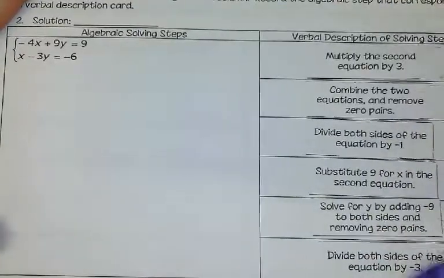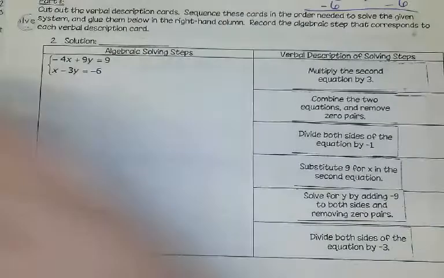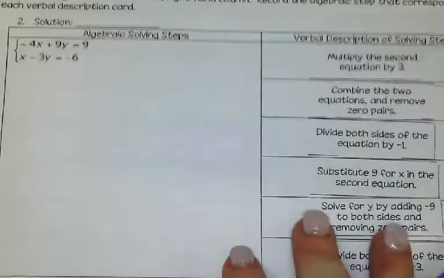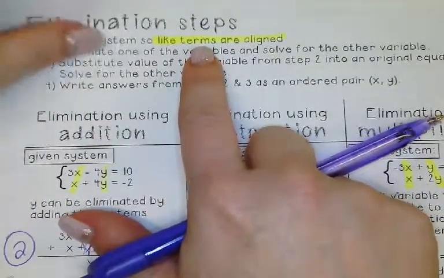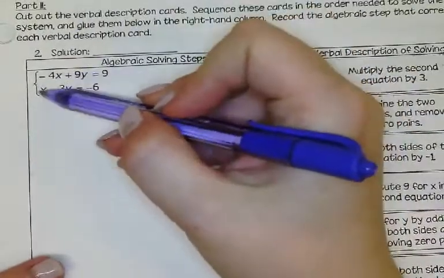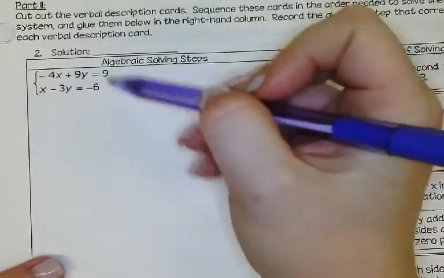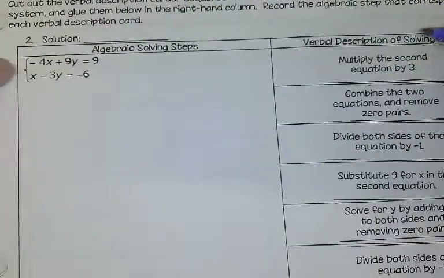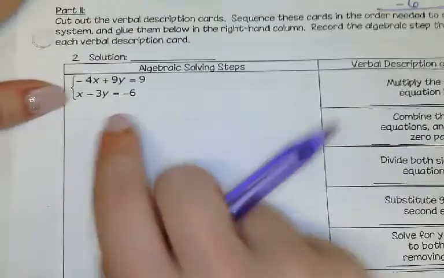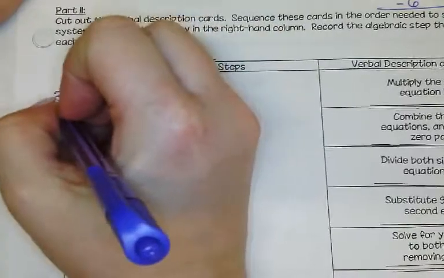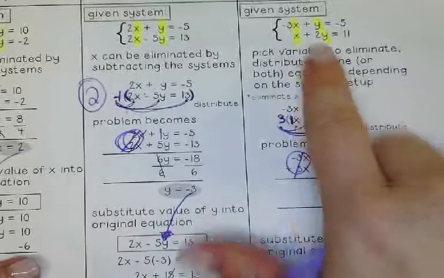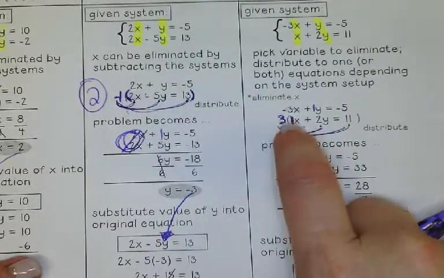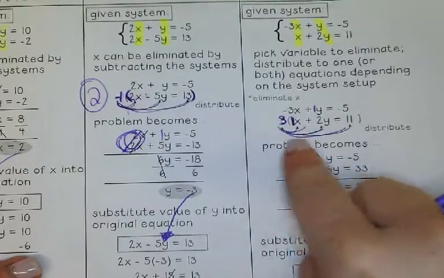Alright, so instead of cutting out any cards, we're just going to be walking through this. So step 1 from our notes. Make sure the like terms are aligned. That's very important. So here I've got x's and x's, y's and y's, and they are in standard form. So this step says to multiply the second equation by 3. If you multiply the second equation by 3, then you are doing the multiplication method. And remember, the goal with the multiplication method is to create an opposite. So multiply everything by 3.